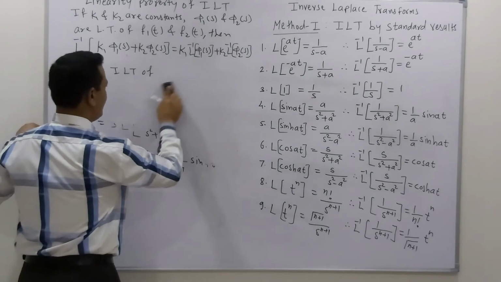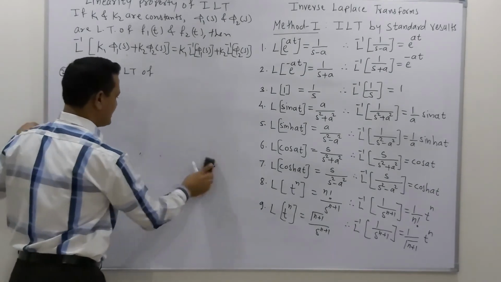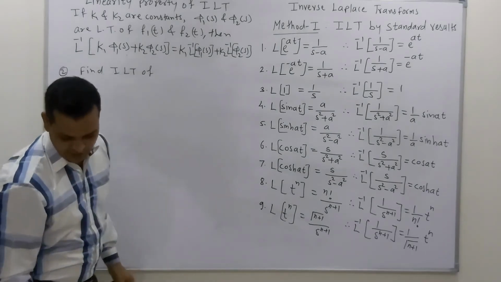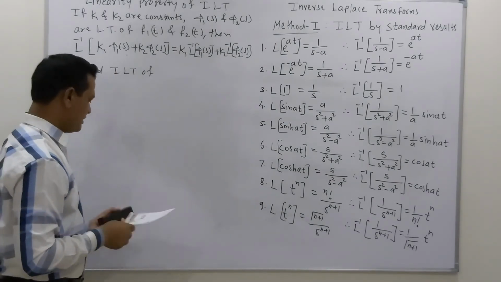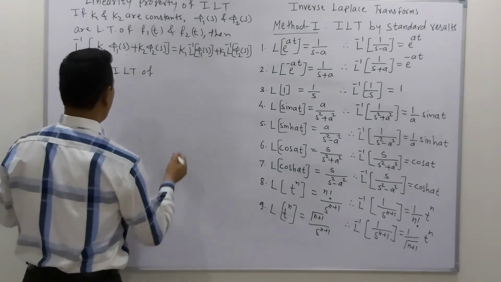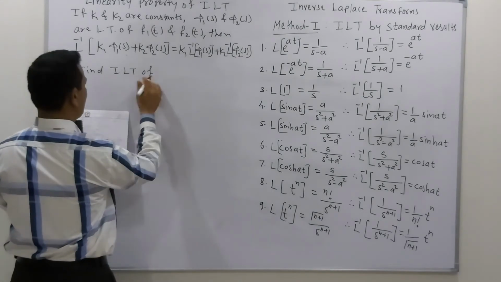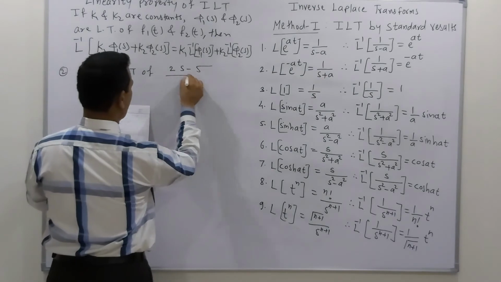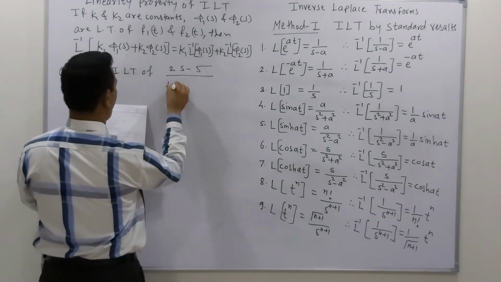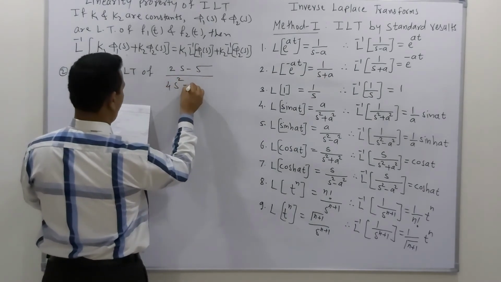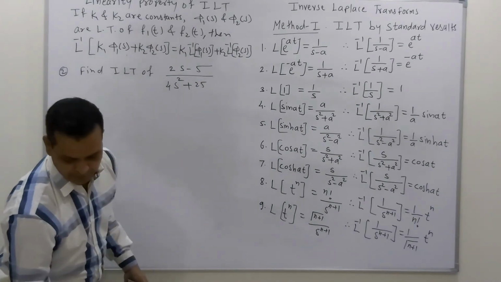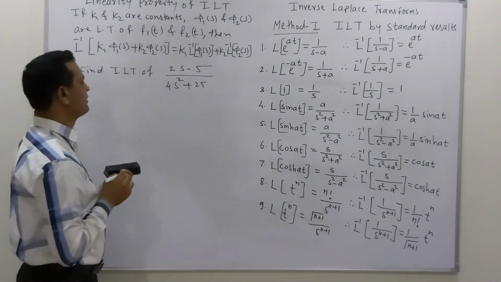So this is our example number 2. Now let's take the third simple example, which is based on this property. So the third example is, if we wish to find out the inverse Laplace transformation of (2s − 5) upon (4s² + 25). Let's try to find the inverse Laplace transformation of this function.